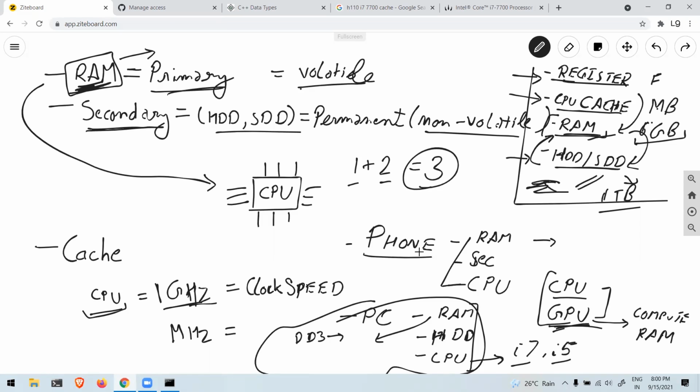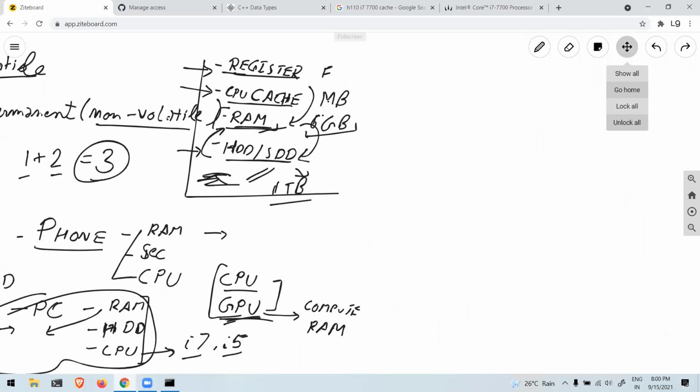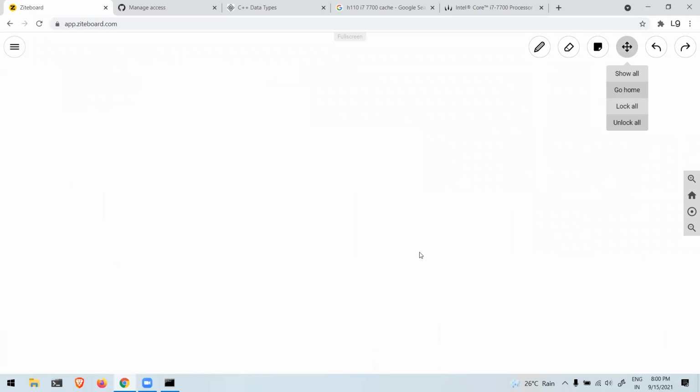What is the speed of your RAM? What is the speed of your hard drive? Or what is the speed of your SSD? Everything matters when you're working with a computer, because the CPU by itself is not independent. It's dependent on all these also. Cool. That's why all these things are important and why people focus on all that. So that's about memory. All right.